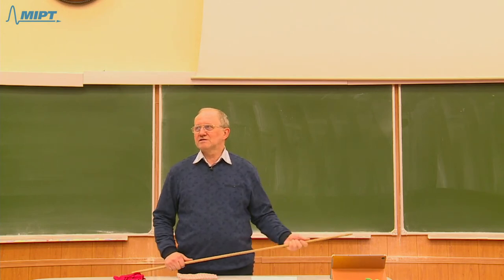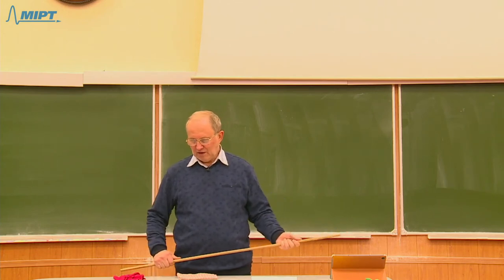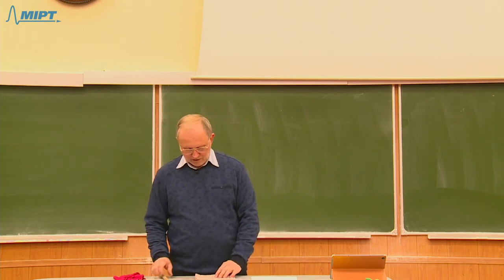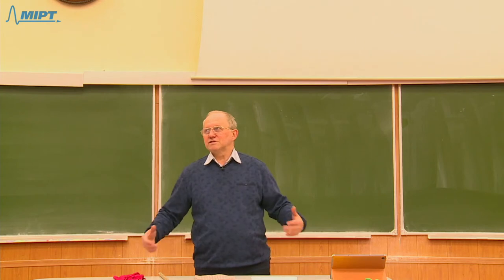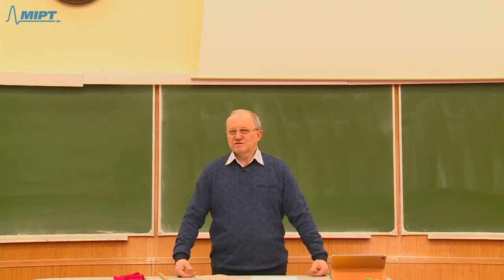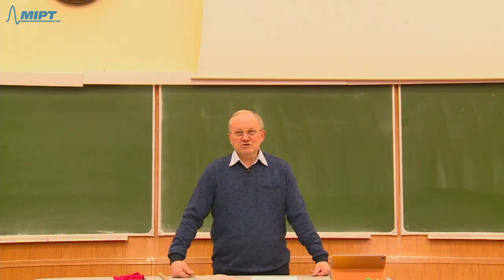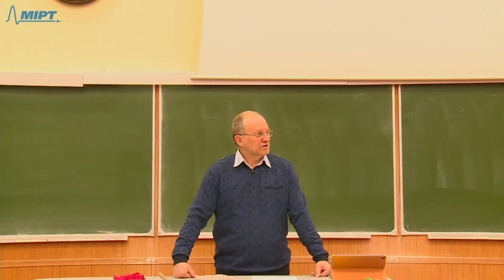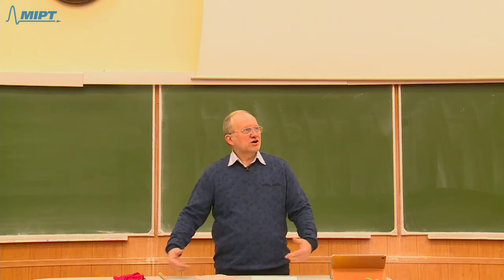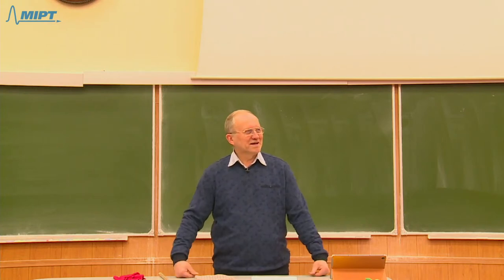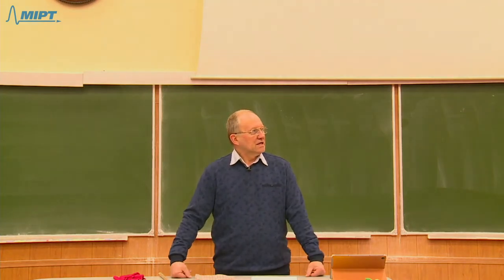Last time we started a new topic. We discussed electrostatics. And we noticed that our world is arranged in such a way that there are electric charges of two types, positive and negative. Like charges repel, and unlike charges attract.